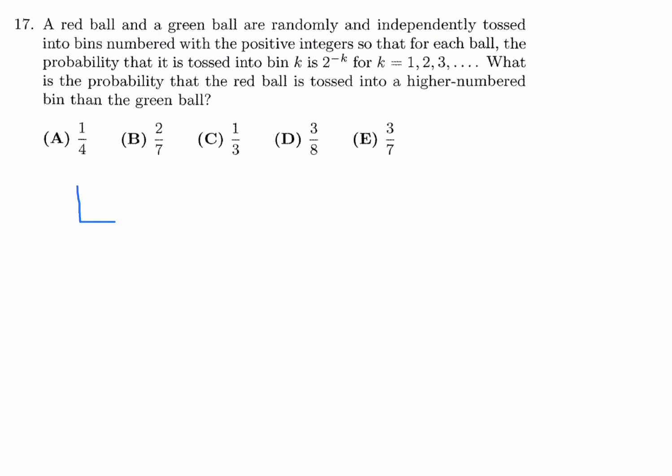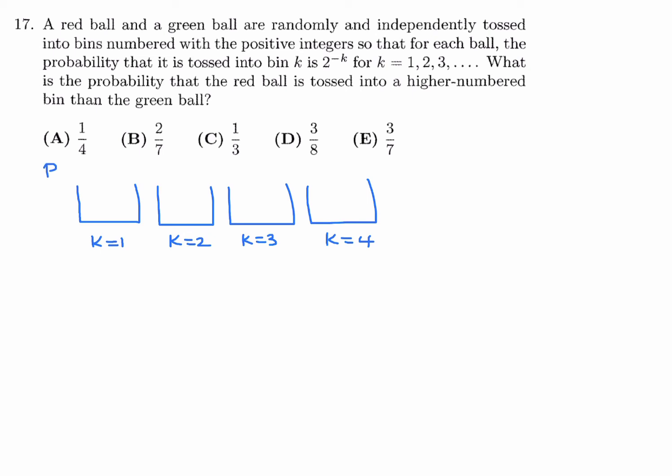All right, so we have some bins here, and I'll just draw the first few, and they're labeled. So this is K equals 1, K equals 2, and so on, K equals 3, K equals 4, and it just keeps on going, right? And we have two balls. We have a red and a green. And the probability that it goes into each of these is given by this formula, 2 to the minus k. So in this case, the probability would be 1 over 2. Here it would be 1 over 4. Here the probability would be 1 over 8, 1 over 16, and so on, right? Just keeps on going like that.